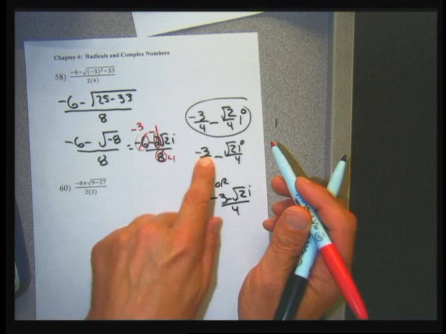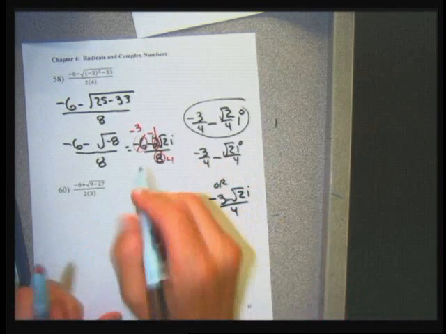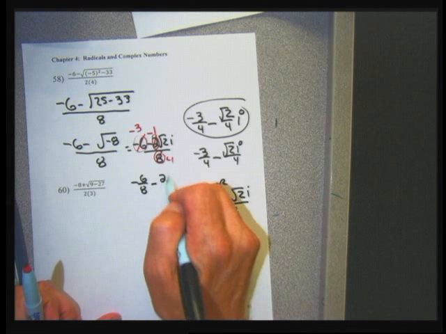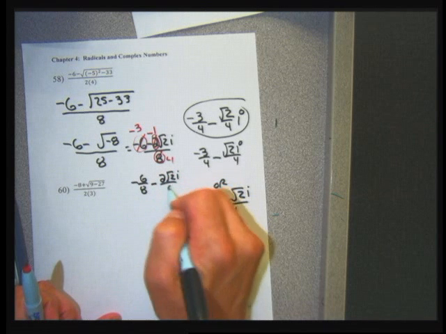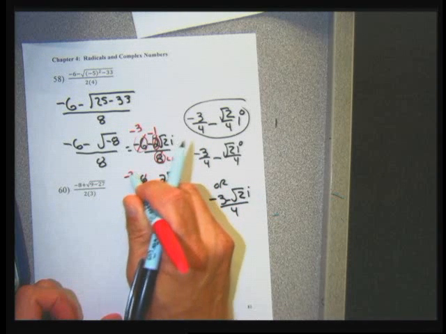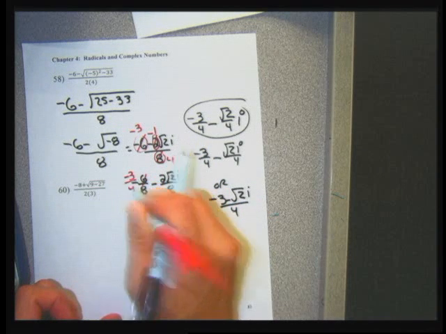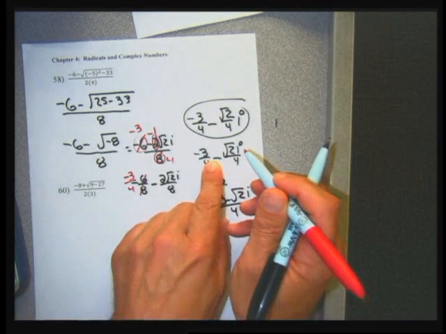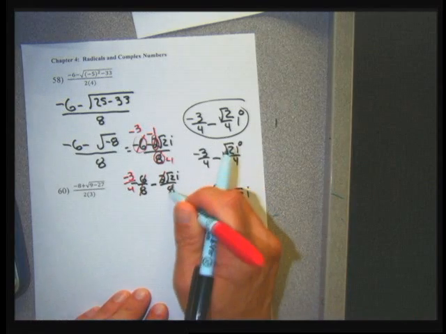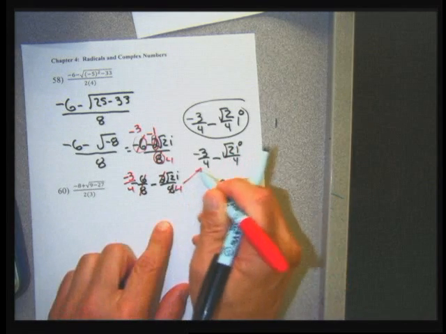To get to that answer, I would have had to go negative 6 over 8 minus 2 square root of 2i over 8. For the 6 over 8, negative 6 divided by 2 is negative 3. 8 divided by 2 is the 4. And for this one, 2 divided by 2 is 1. I don't need to write the 1. 8 divided by 2 is 4. And that will take you to that answer.